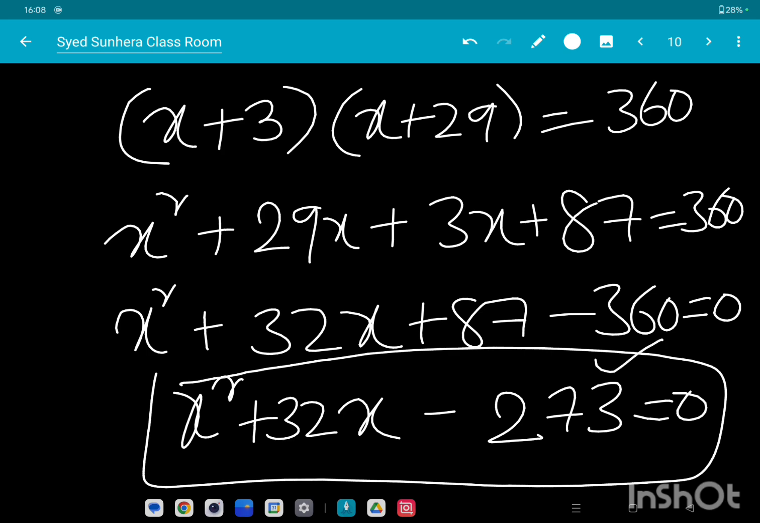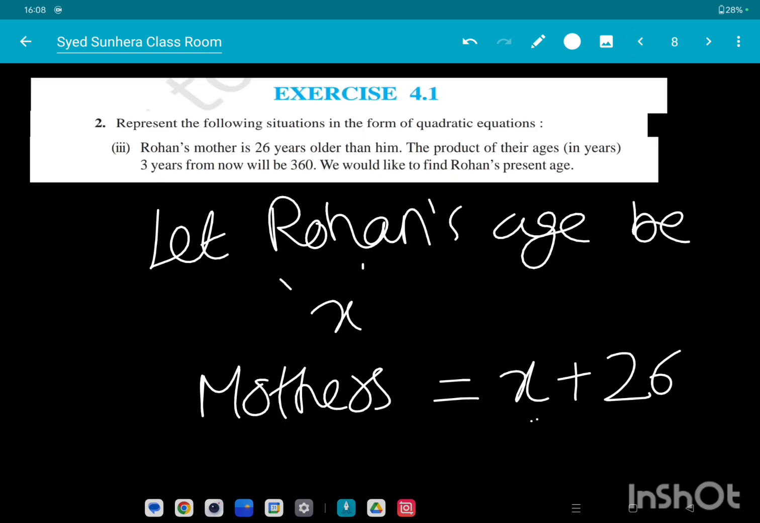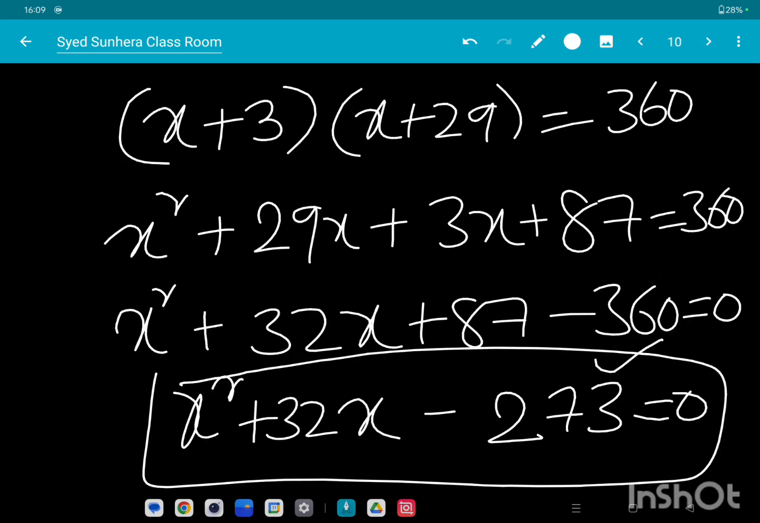And what are the ages? It was asking about the present ages. What are the present ages? The present age will be 6 and the mother's age is x plus 26. This is the way we will solve these types of problems.